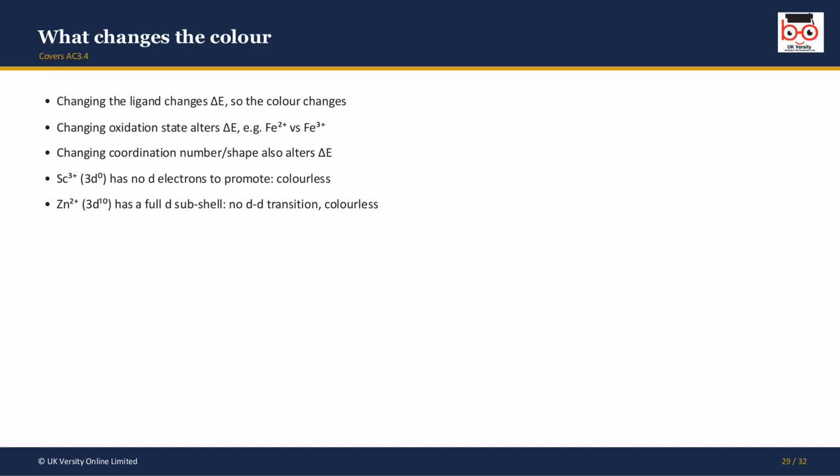And this also explains the colourless cases. Scandium(III) is 3d⁰ with no d electrons to promote, and zinc(II) is 3d¹⁰ with a full subshell and so no d–d transition possible. Both are colourless.